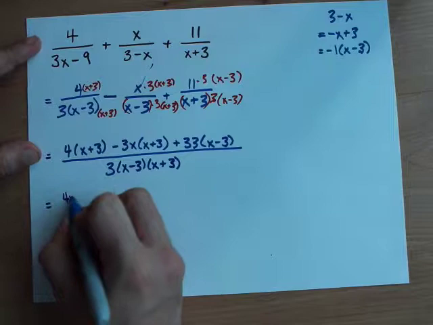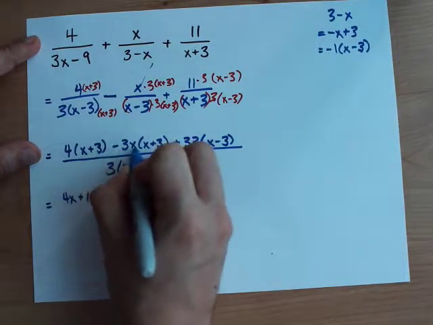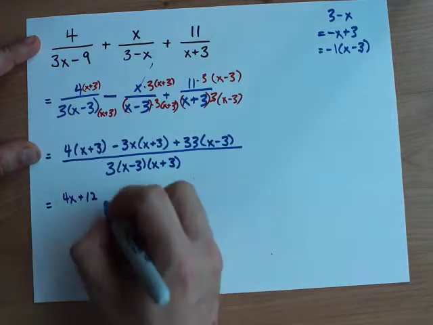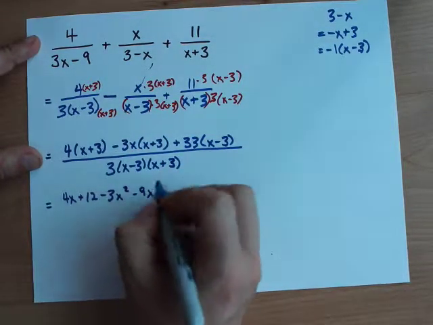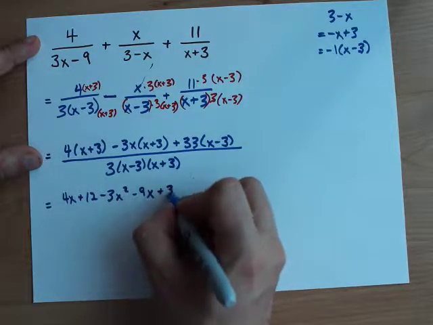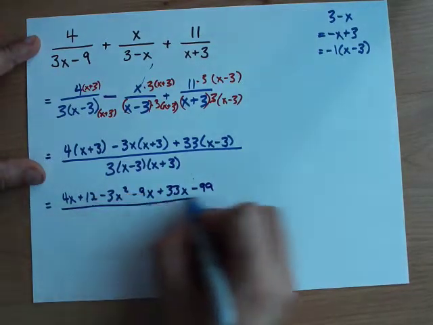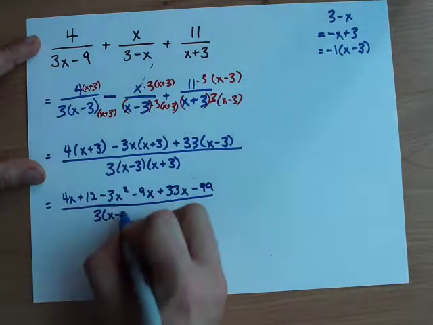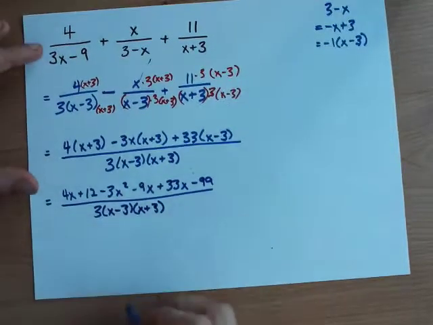Let's go. 4x plus 12. 3x, negative 3x times x and times plus 3 is minus 3x squared minus 9x. 33 times all of this is plus 33x and minus 99. Whew. Bottom stays factored just in case the top factors once we're done.